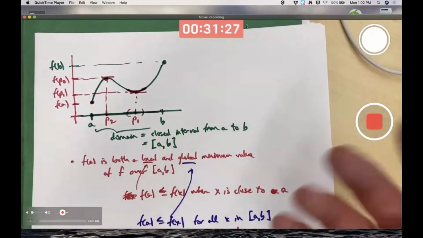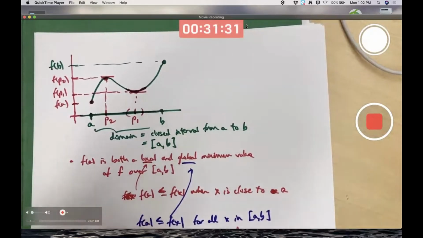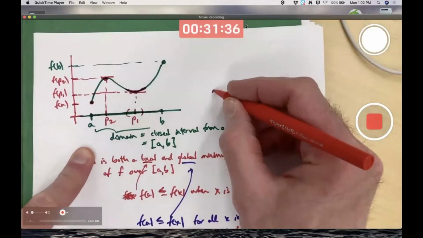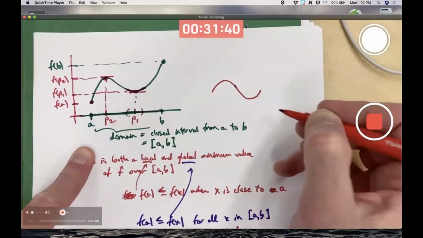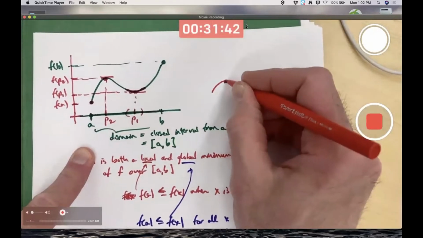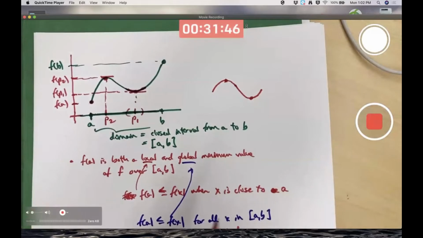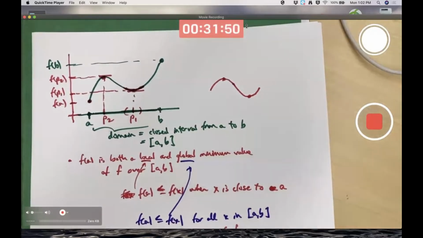By the way, I didn't have to make global max and global min at A and B. I could have made it so that the global max and min occurred at P1 and P2. I could have drawn the graph, say, more like this. Then these points would be both local and global, maxes, min and max. So I could have drawn it like that.